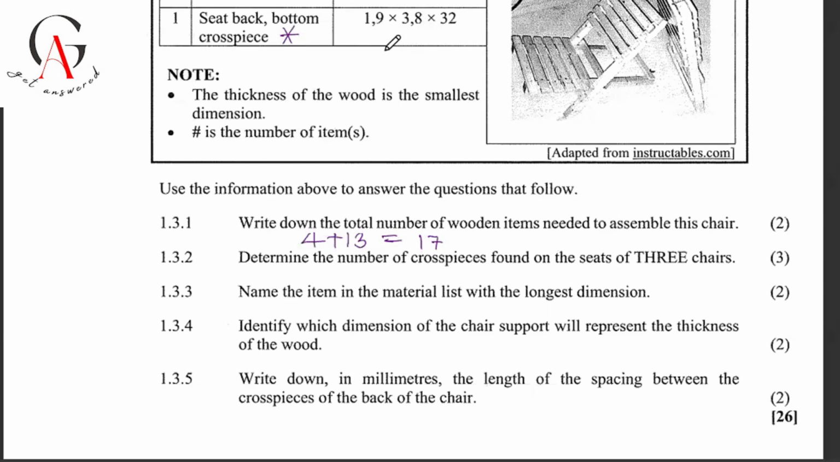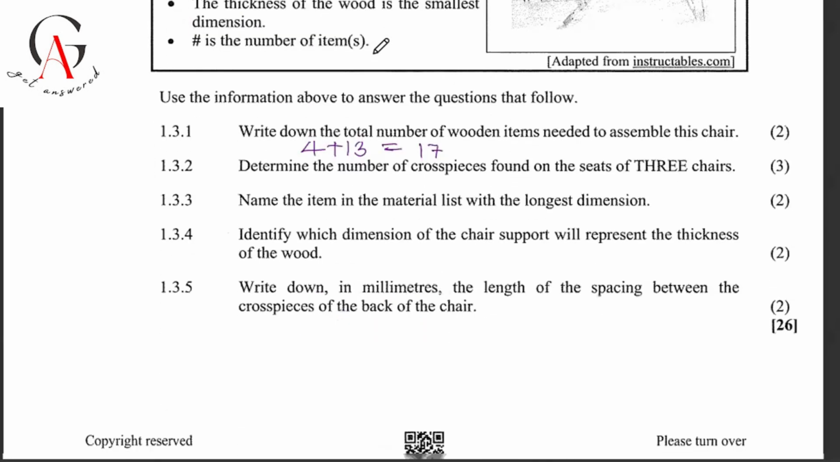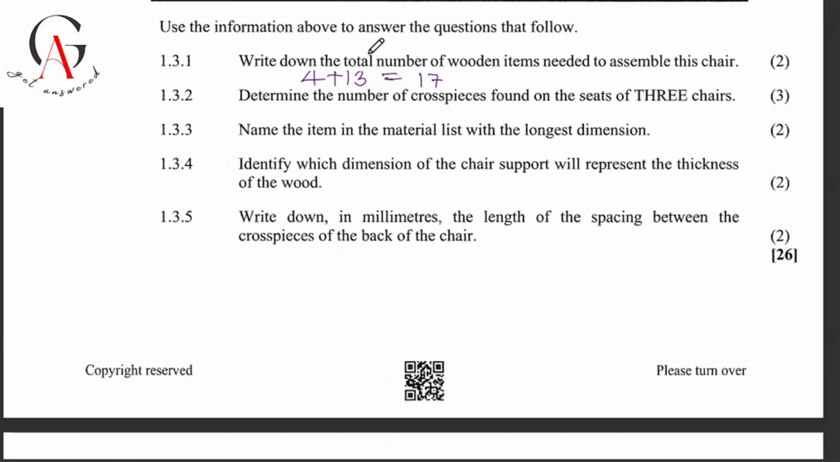Okay, we're continuing. Determine the number of cross pieces found on the seat of the three chairs. We are looking at the cross pieces. So if there are 13 on one, what about the 3? We shall multiply by that and get 39. Someone else would have done this and still get the same answer.